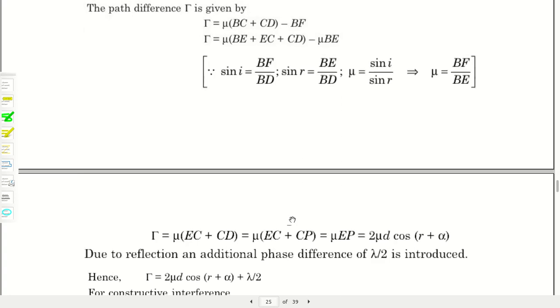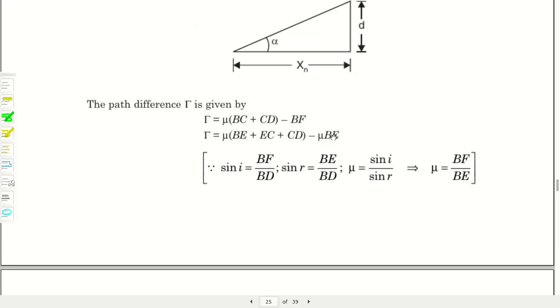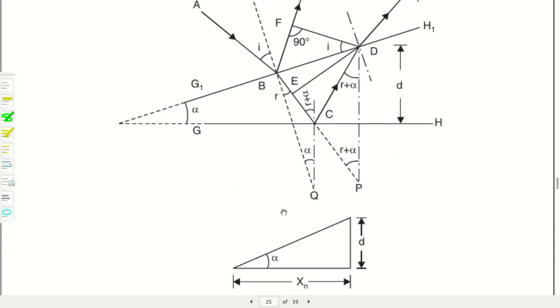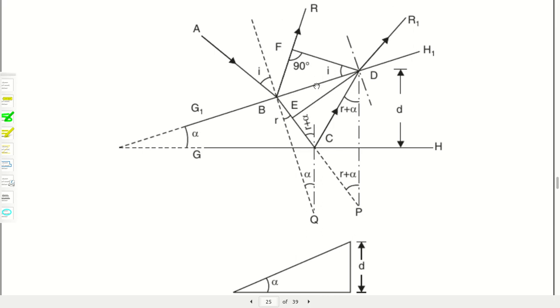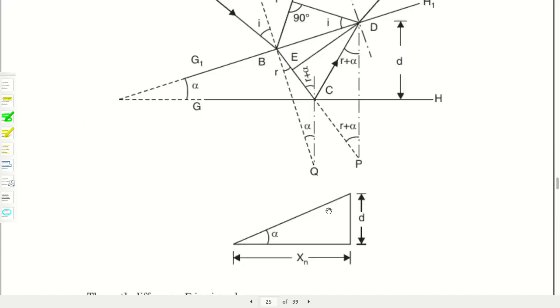It is written here. Yes, it is EP, and mu is multiplied with that, and another term will be cancelled, because BF is equal to mu into BE, so mu BE cancelled. Why? Because the calculation is given here. Sin i is equal to BF by BD, where BF is here, and sin r is equal to BE by BD.